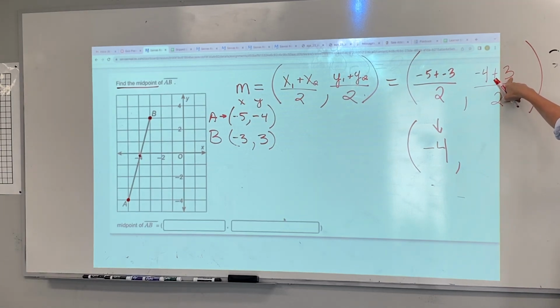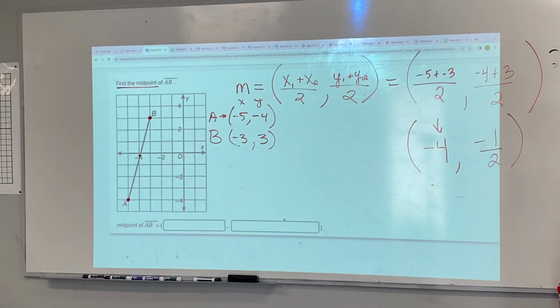Dan, pay attention. 7? No. -7? We have a negative plus a positive. So what rule do we use? What? 1. That's the correct absolute value. Should it be positive or negative? Negative. Because the bigger absolute value is negative, right? That's our rule. Okay, so we have -1 over 2.